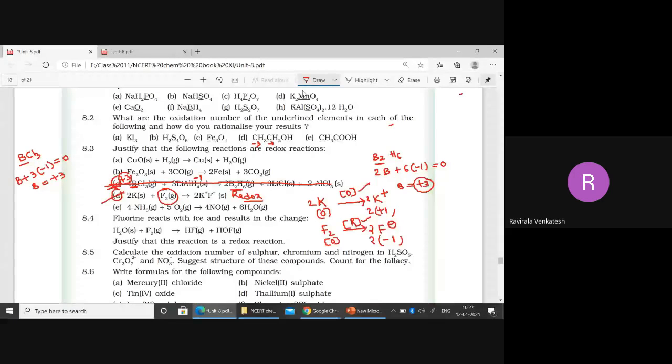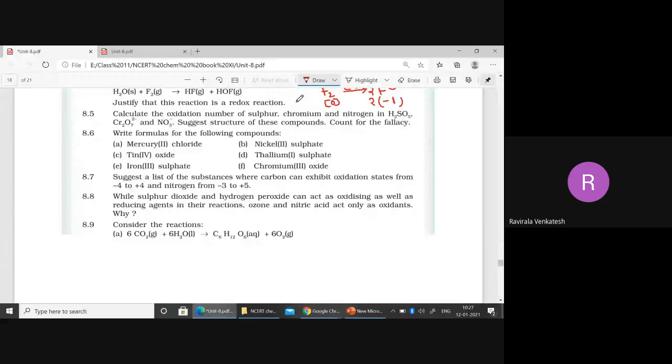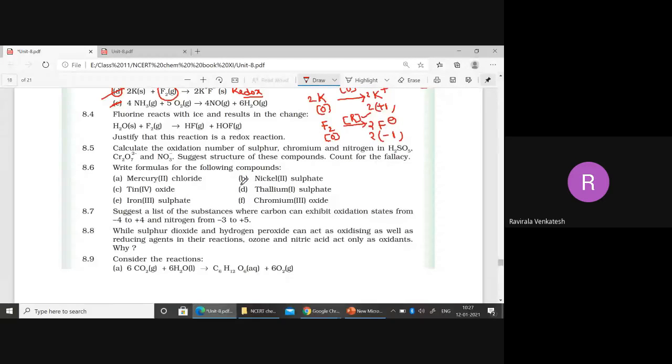Understood? Even ammonia also, N-3. Here nitrogen will get here what beta? +2 beta. You do this problem. Right. Now next we take some stock notations. इसमें दिया, by the formula of the following compounds. Formula पूछ रहा है इस. Formula 8.6.